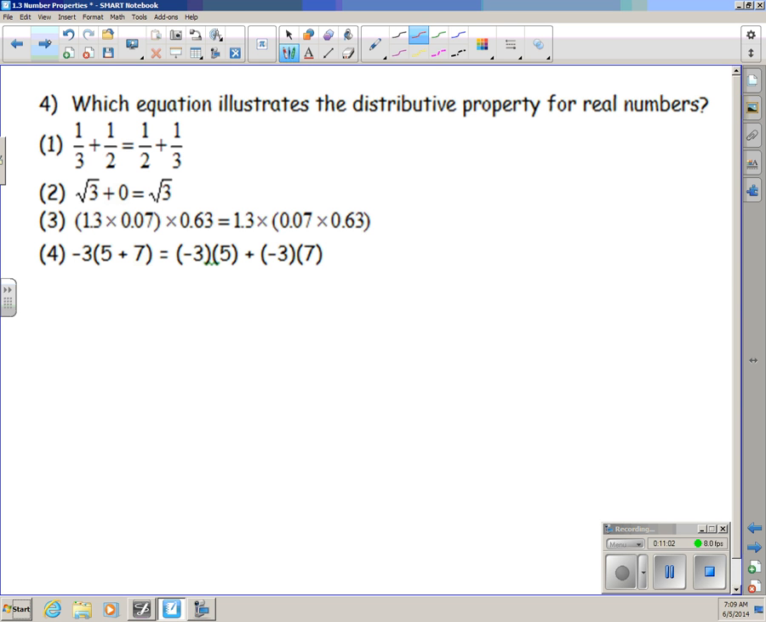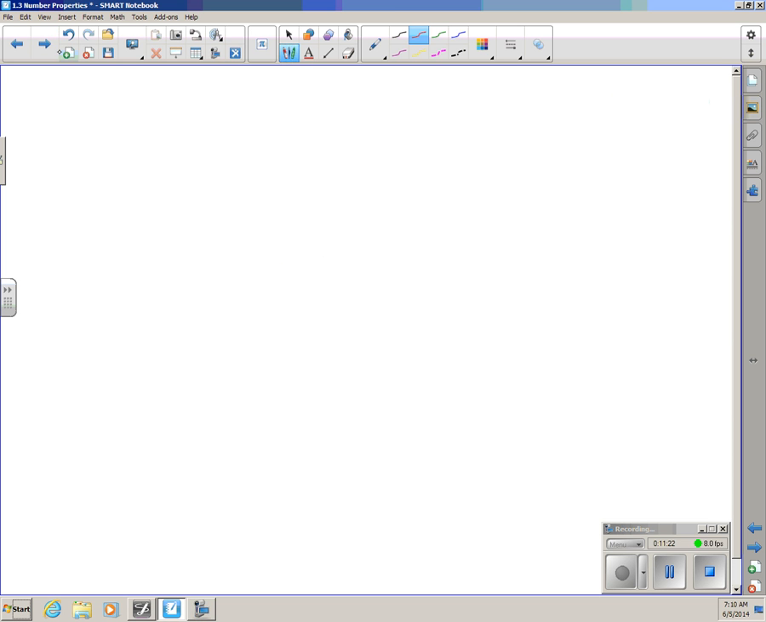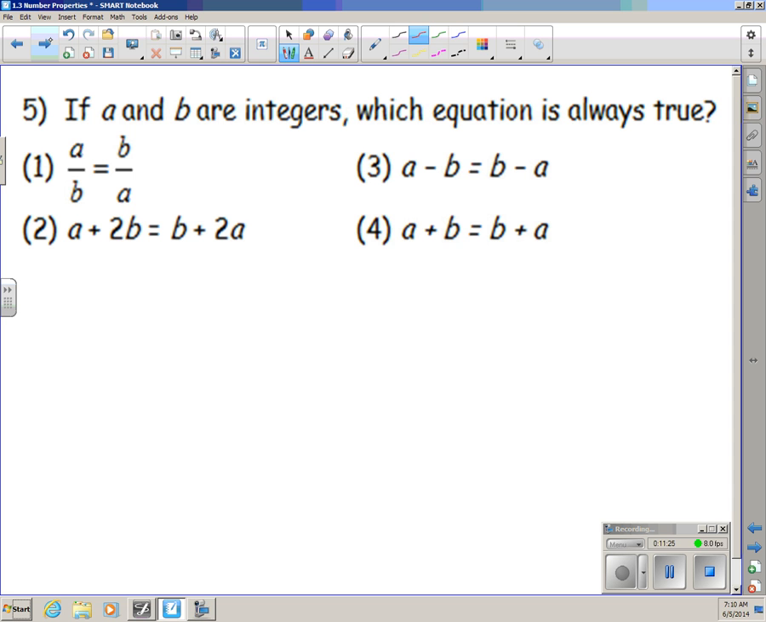Which equation illustrates the distributive property for real numbers? So remember, when you distribute, you're multiplying numbers, you're passing out numbers, or you're handing out a number. So 4 should be your correct choice. 5, if a and b are integers, which equation is always true? 4, that's an example of the commutative property of addition.